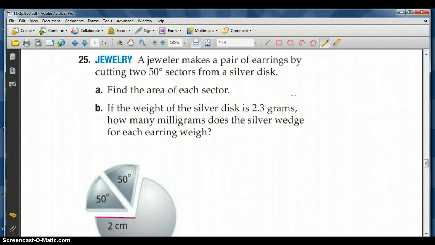Section 11.3, area of circles and sectors. Number 25, a jeweler makes a pair of earrings by cutting two 50-degree sectors from a silver disc. Part A, find the area of each sector.